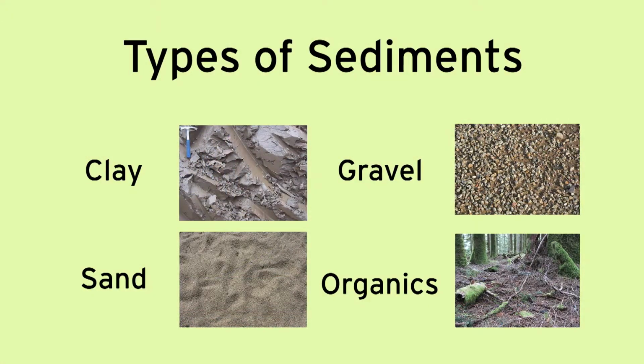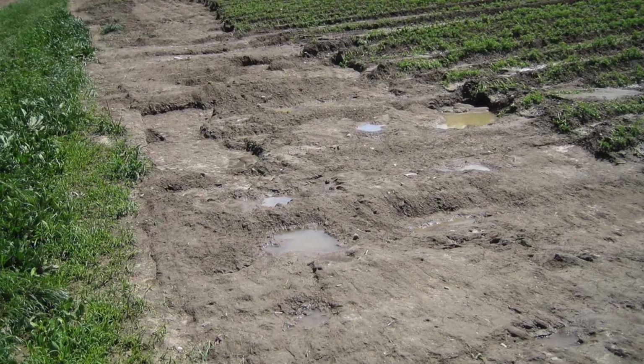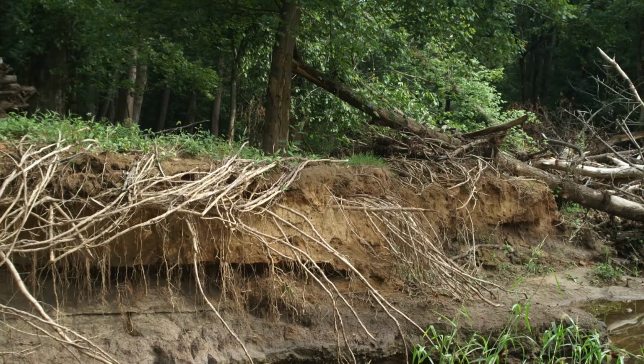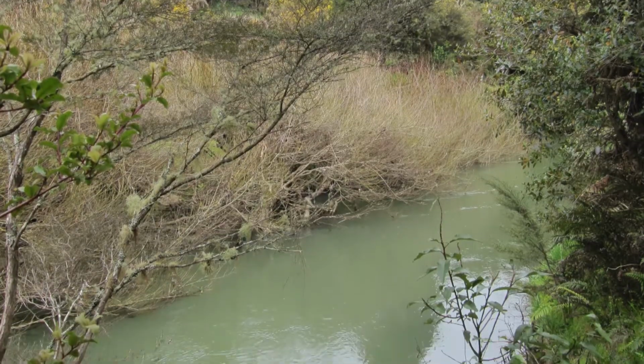It includes clay, sand, gravel, and even organic materials such as decaying leaves and wood. Sediment is naturally present in aquatic ecosystems and is an important part of the system. Human activities can lead to excess sediment in lakes or streams. Excess sediment disrupts natural ecosystem processes and can reduce water quality.